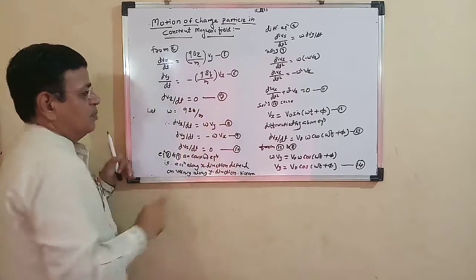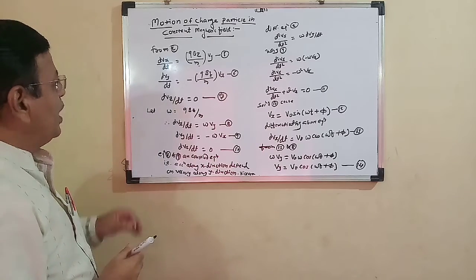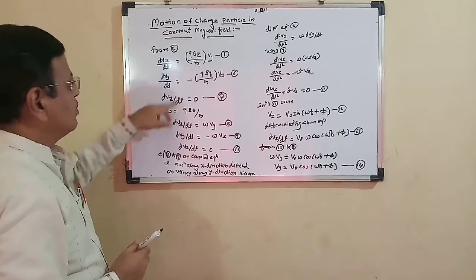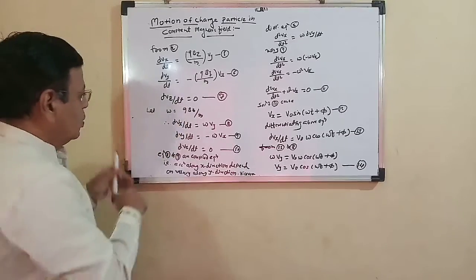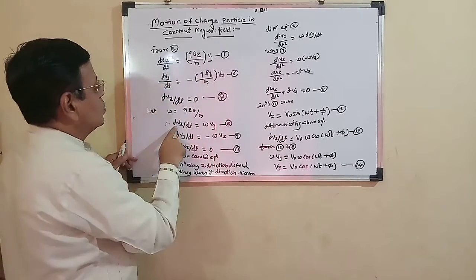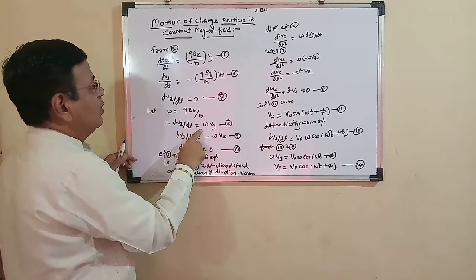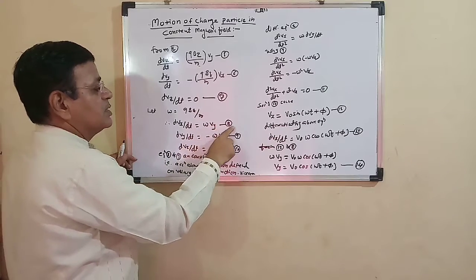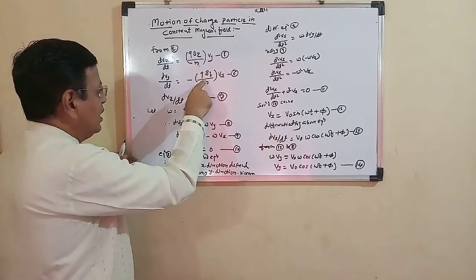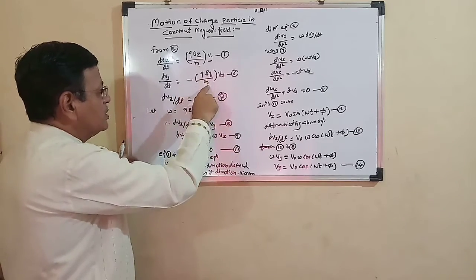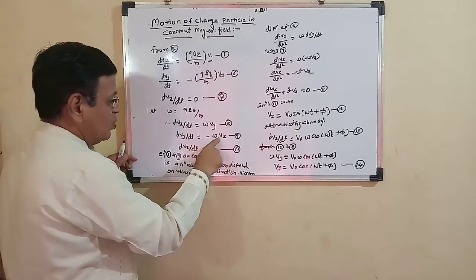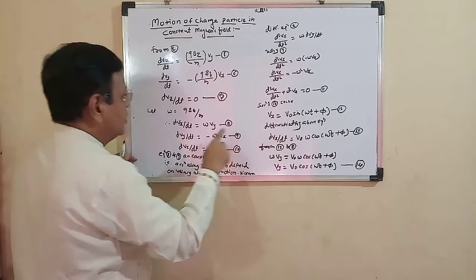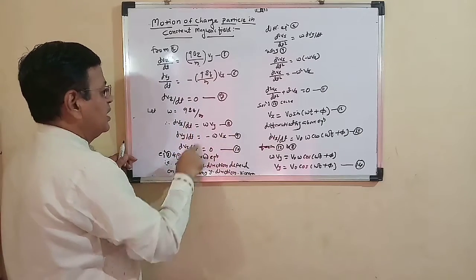Call this equation 7. Now we have to put omega is equal to q Bz upon m. So we have to put this value here. So dvx by dt is equal to omega vy. Call this equation 8. Similarly, we have to put q Bz upon m, which is again omega. So dvy by dt is equal to minus omega vx. Call this equation 9. And dvz by dt is equal to 0.